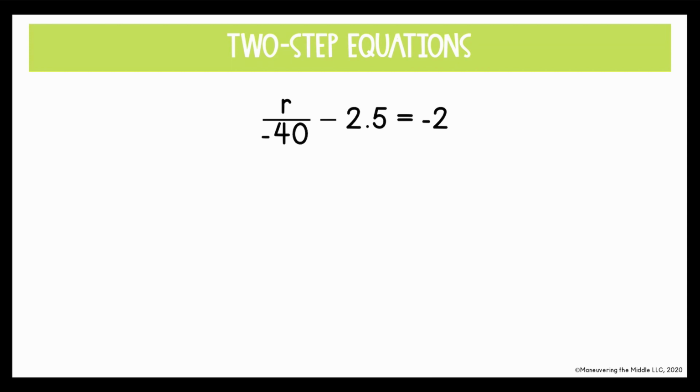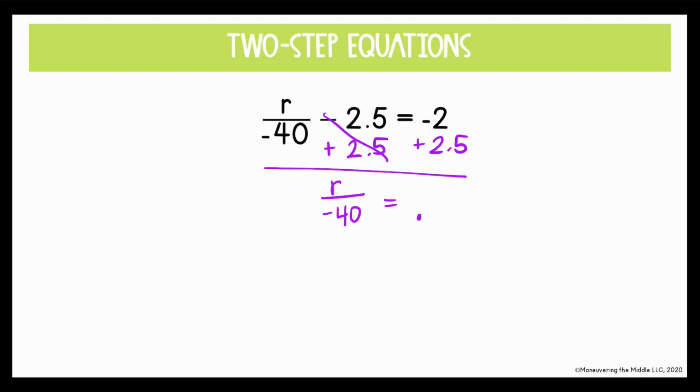Another one, R divided by -40 minus 2.5 equals -2. My first step is to remove the constant 2.5. So we'll add 2.5 to both sides. And we'll cancel from the left. And I'll write down what I have remaining, R divided by -40. And then -2 plus 2.5 gives me +0.5, or 5/10.